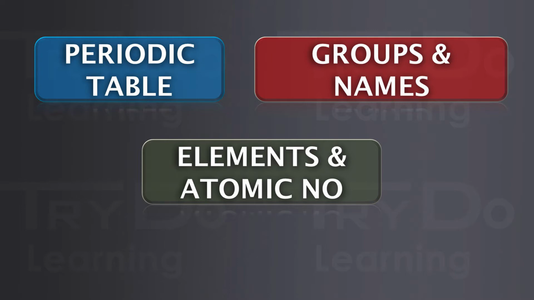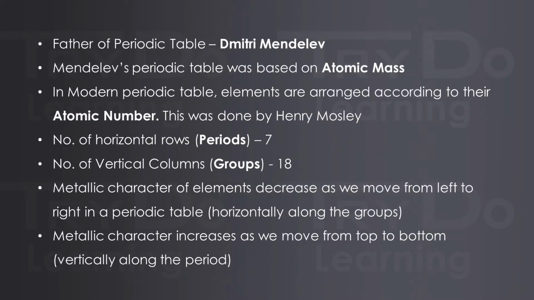Let's begin. The scientist known as the father of the periodic table is Dmitry Mendeleev. He was a Russian scientist and he arranged the elements according to their atomic mass. But in the modern periodic table, the elements are arranged according to their atomic number. So the modern periodic law states that the properties of elements are a periodic function of their atomic numbers. This new way of arranging elements according to their atomic numbers was done by Henry Moseley. He was a British physicist.